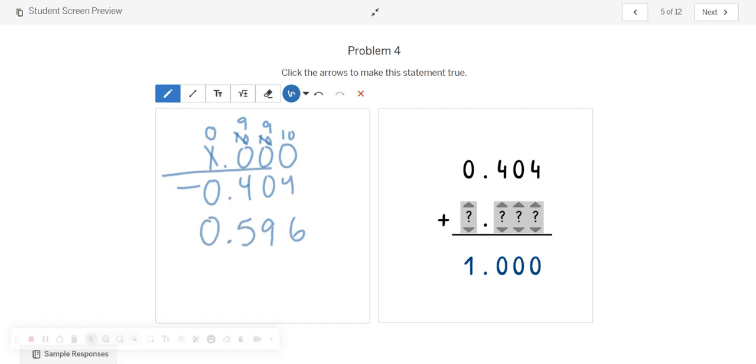If I wanted to double check that, I could just add those guys right there, and I should get 1. And so this is going to be a 0. This is 5. Oops, 5, 9, 6.